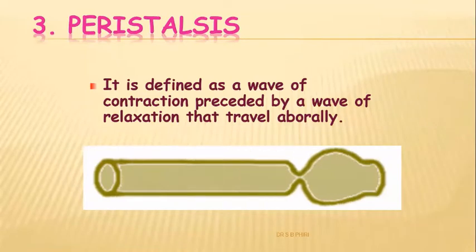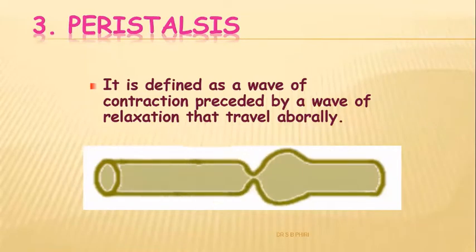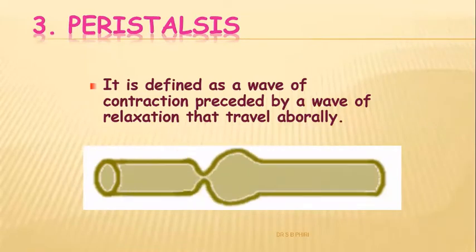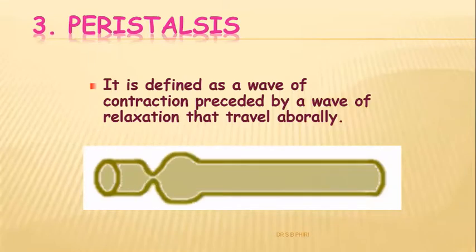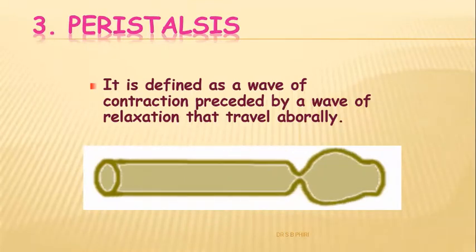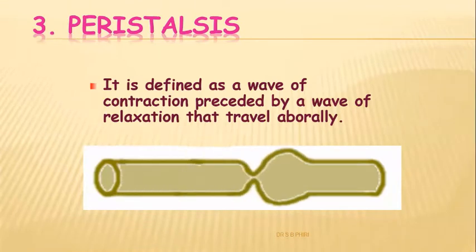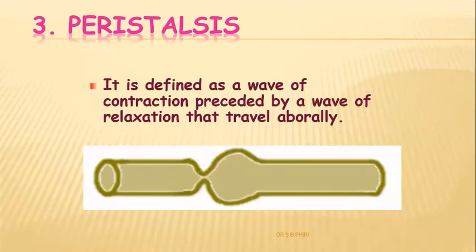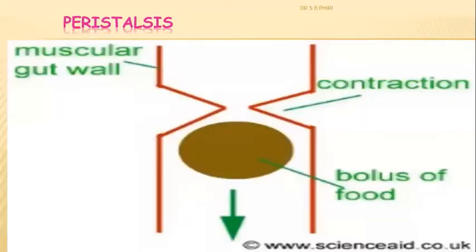This wave of contraction preceded by a wave of relaxation is due to the neurotransmitters that are released by the intrinsic nervous supply. So there are local reflexes involved in peristaltic contractions that will bring about smooth muscle cells to contract behind the bolus and smooth muscle cells above and beyond the bolus to relax. So that mechanism I'll explain. There's a diagram for me to explain that.